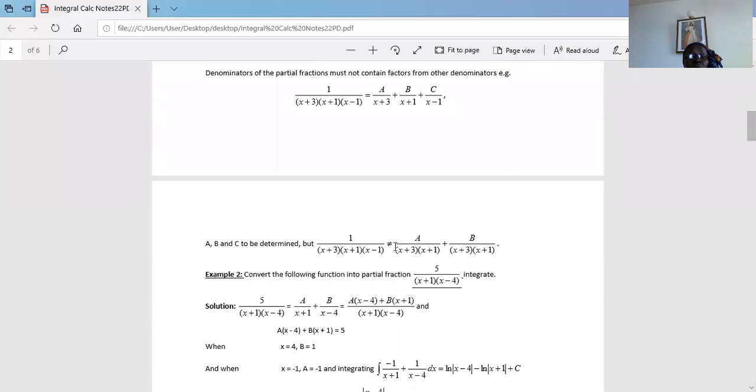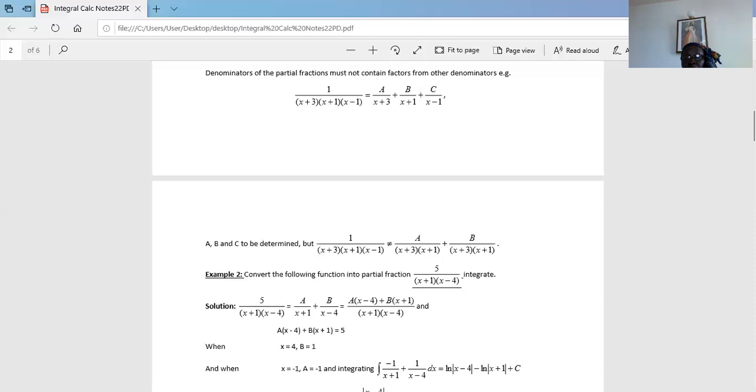So we don't have a over x plus 3 into x plus 1, and then again b over x plus 3 into x plus 1. This should be different in each case. So you either take a over x plus 3, then plus b over x plus 1, or a over x plus 1, then plus b over x plus 3. So you can convert, for example, this given fraction into partial fractions, and then you integrate.